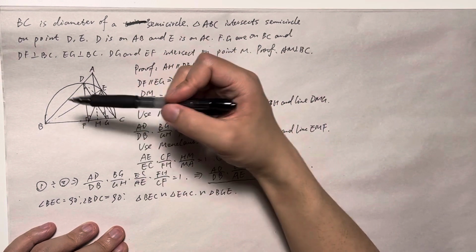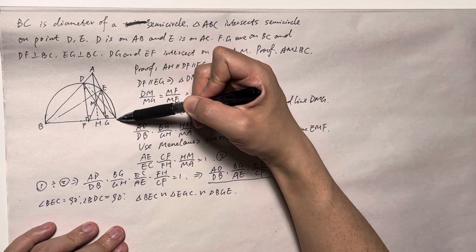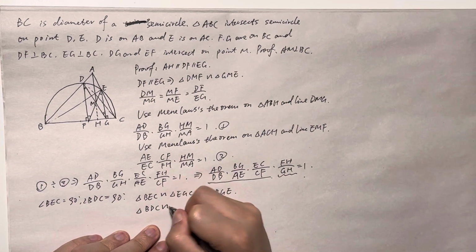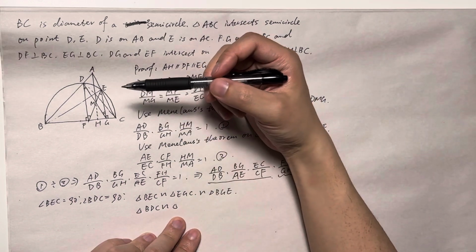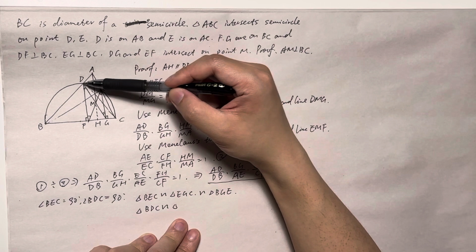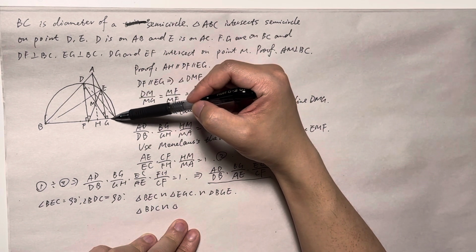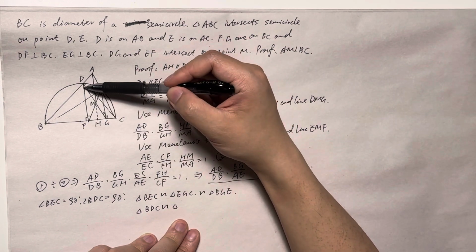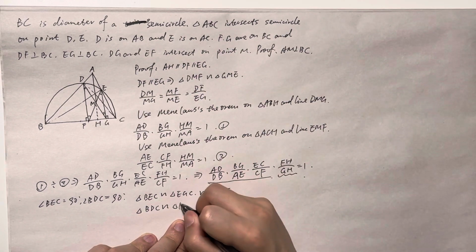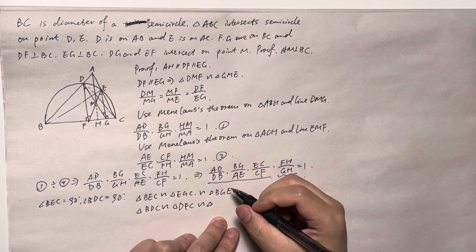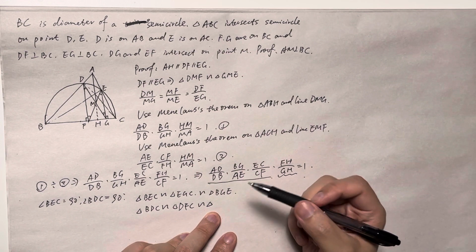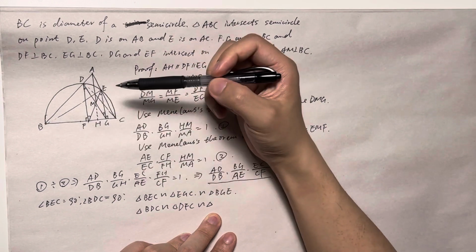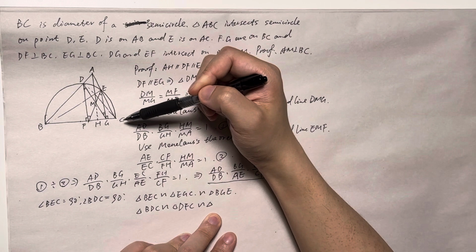And for the angle BDC equals 90 degrees, that means we can find triangle BDC is similar to triangle DFC, and also similar to triangle BFD.